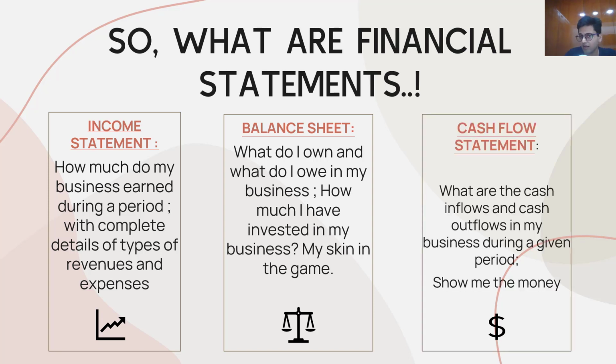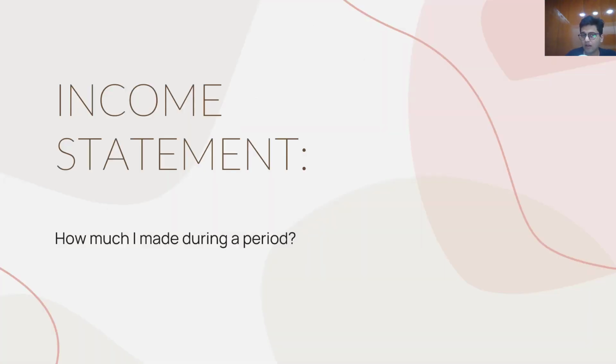The third one is the cash flow statement, and this is definitely my favorite financial statement. It shows where the cash is coming from and where the cash is going out of my business. It basically shows you where the money is. So let's start with the first one, the income statement. Income statement tells you how much I made during a given period.